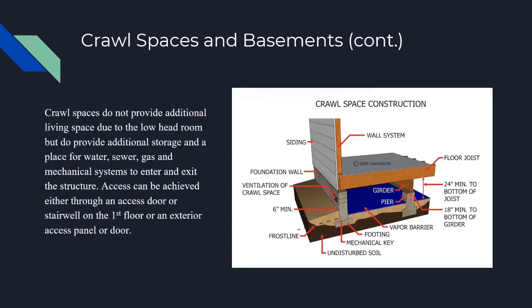Crawl spaces do not provide additional living space due to the low headroom, but do provide additional storage and a place for water, sewer, gas, and mechanical systems to enter and exit the structure. Access can be achieved either through an access door or stairwell on the first floor or an exterior access panel or door.